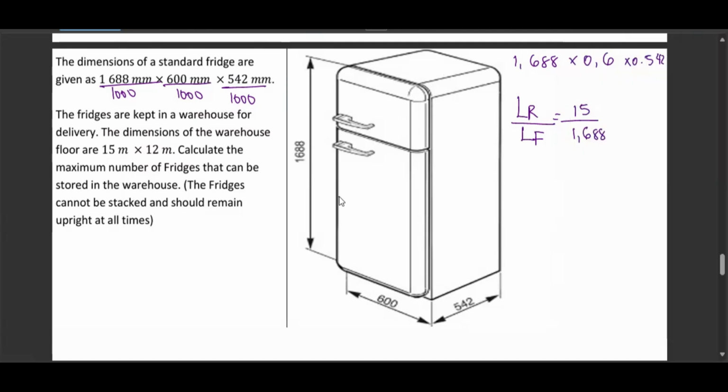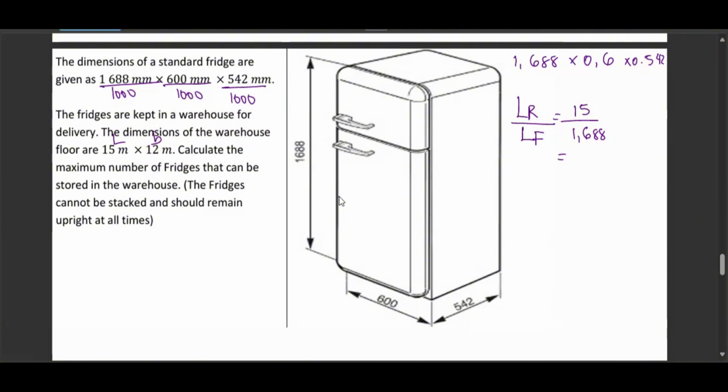We've converted the units of the fridge. They are all in meters. Then we are finding out how many will fit on the long side. This is the length and this is the breadth. How many will fit on the long side? So we are finding out the answer there.